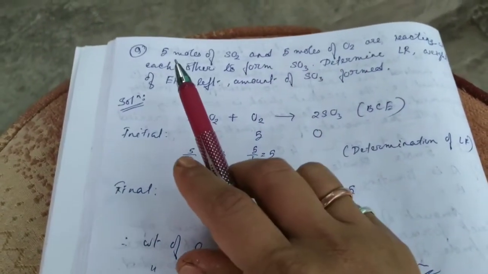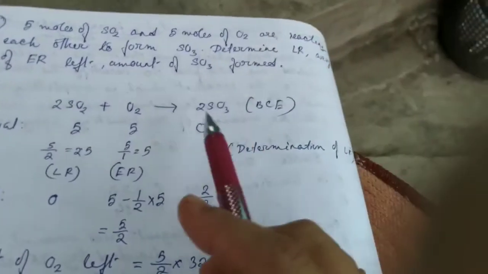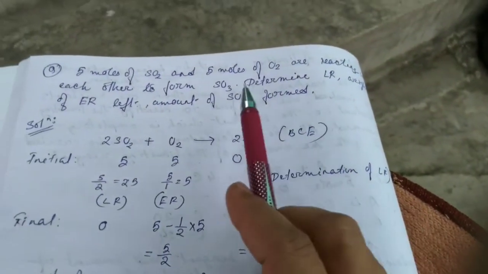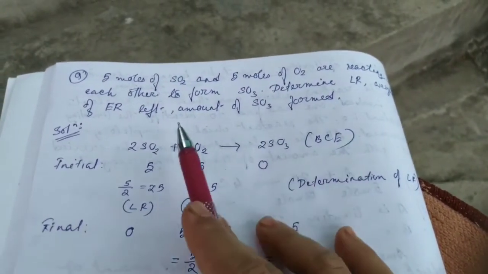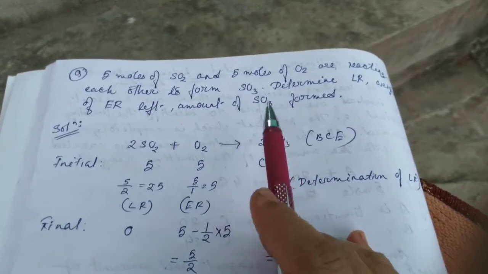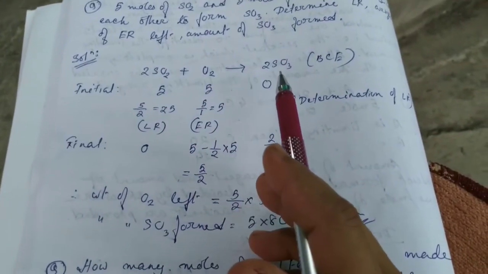First example: 5 moles of sulfur dioxide and 5 moles of oxygen are reacting with each other to form sulfur trioxide. Determine the LR, the weight of ER left, and the amount of SO3 formed. The reaction is very simple, that is, sulfur dioxide reacts with oxygen to form sulfur trioxide.